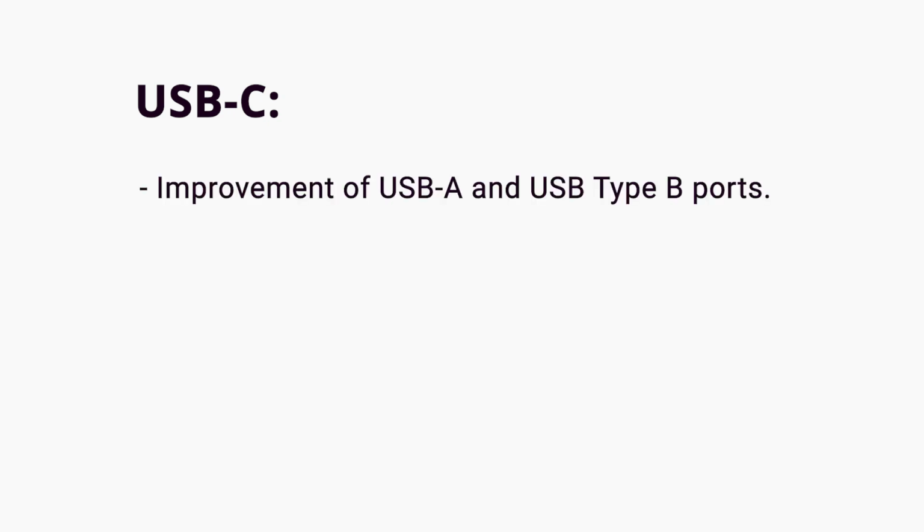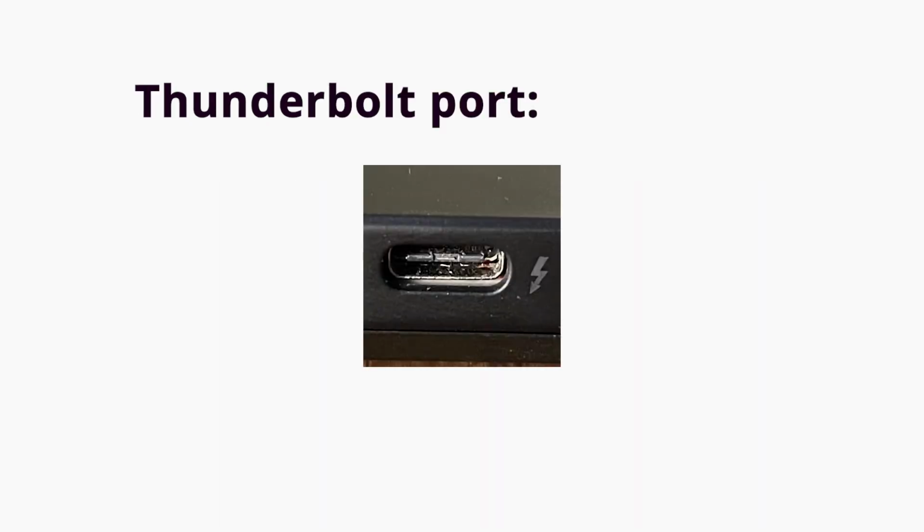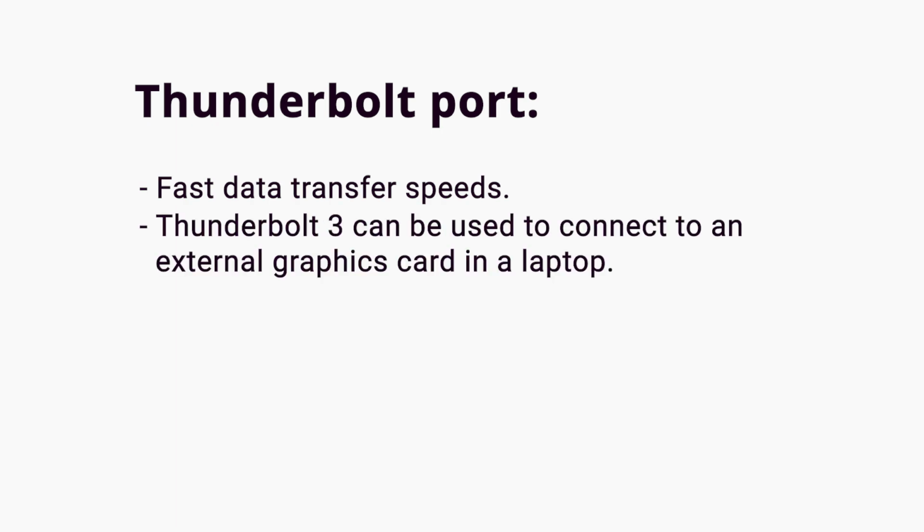USB Type-C ports are the improvement of USB Type-A and Type-B ports. You can also charge your device using the USB-C port. It can send DisplayPort signal using its feature called Alt mode, and it can even operate as a Thunderbolt port. When we see a lightning bolt icon next to a USB-C port, it means it doubles as a Thunderbolt port and can support the highest data transfer rates of up to 40 Gbps. You can use a Thunderbolt 3 port to connect to an external graphics card, allowing you to play high-end games.